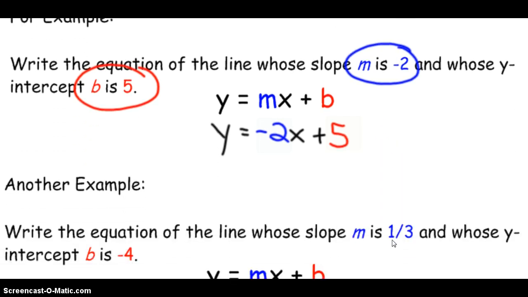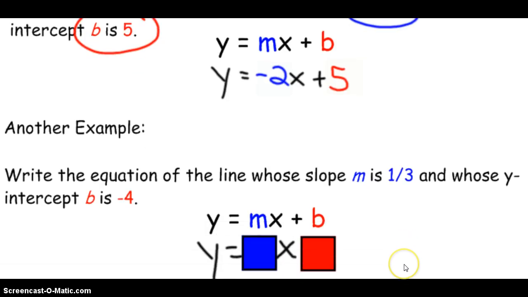Another example, don't worry about that fraction. I know you see that fraction of 1/3. Write the equation of a line whose slope m is 1/3 and whose y-intercept b is -4. Don't let that fraction scare you away. All you have to do is substitute.